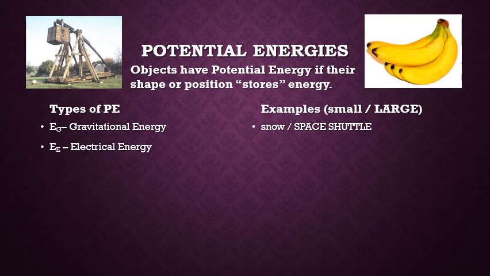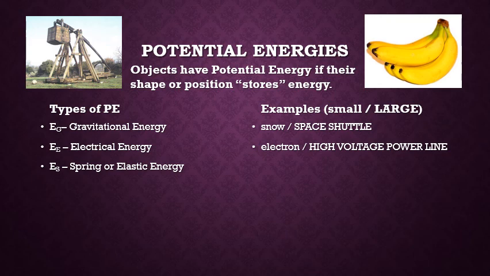Another type of potential energy is electrical energy, or EE. An electron would have a very small amount of electrical energy. We haven't talked about parts of an atom yet, but an electron is a tiny part of an atom, and the amount of electrical energy you have is dependent on the relative positions of these little things, electrons and protons, with respect to each other. So a high voltage power line would have a large amount of electrical energy.